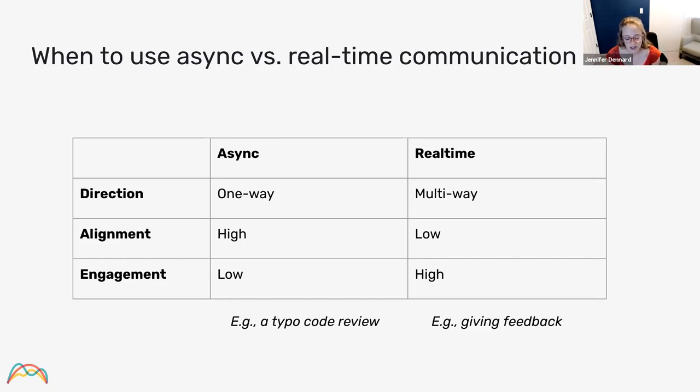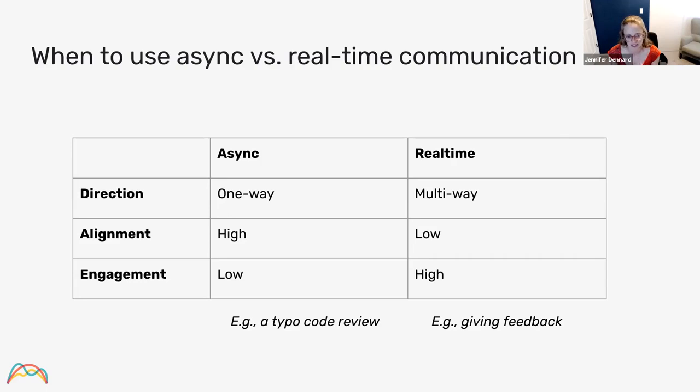So how much shared alignment does the team have? Async is really good if you're highly aligned on what needs to happen or what's going on. Real time is really good if there's low alignment or you need to have more discussion to help people understand. And then the level of engagement required. Async is also really good if there's low engagement required. And real time is really helpful if you have a lot of high engagement needed.